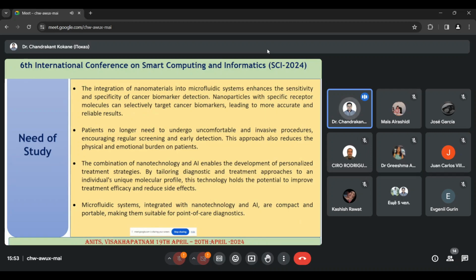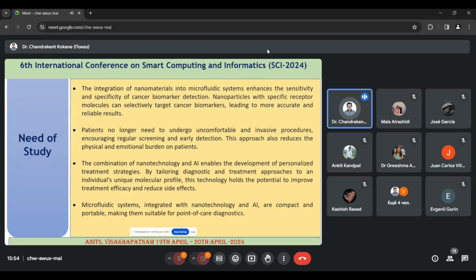The second thing is that so many treatments and so many tests are required, so a patient may undergo uncomfortable treatments or uncomfortable testing. As we are going to do it digitally, there is a possibility that this approach reduces the physical and emotional burden on the patients. The third important aspect is the combination of nanotechnology and machine learning algorithms with artificial intelligence enabled algorithms to develop the treatment chart, or what we can call the personalized, unique molecular profile of the individual patient, so that it will help doctors to detect and track it.